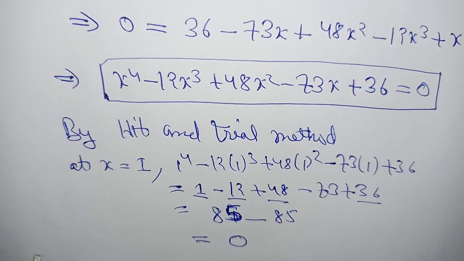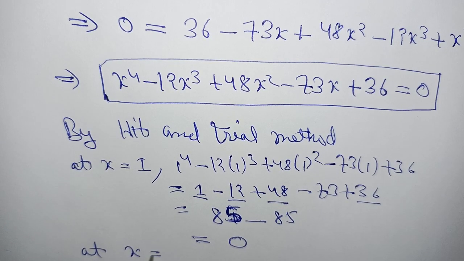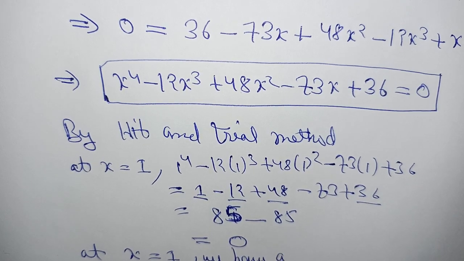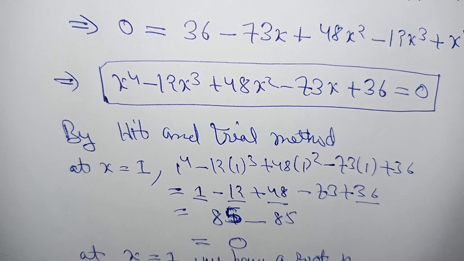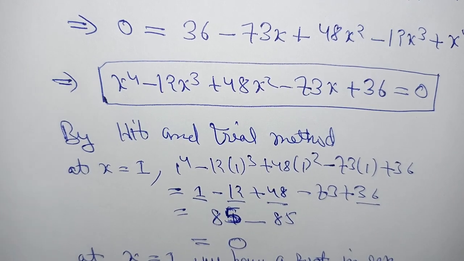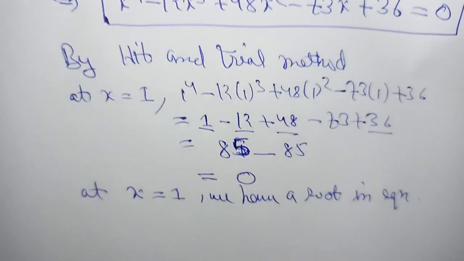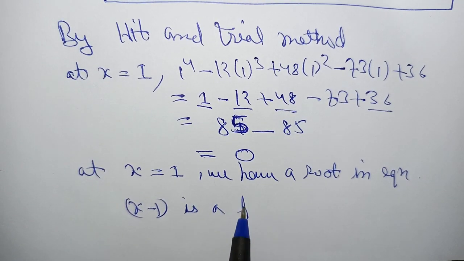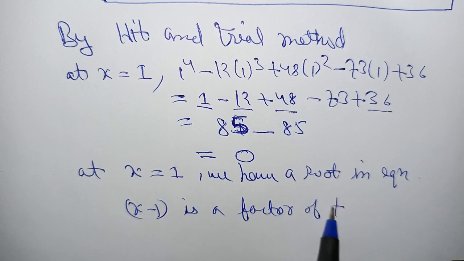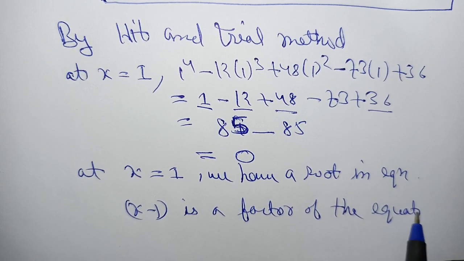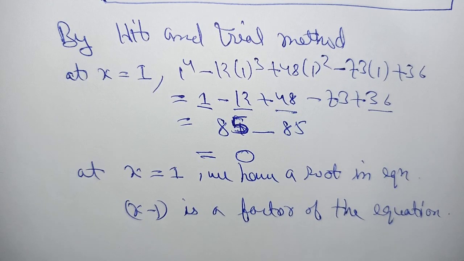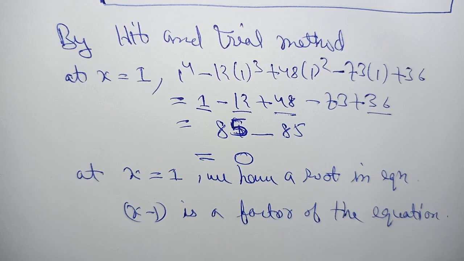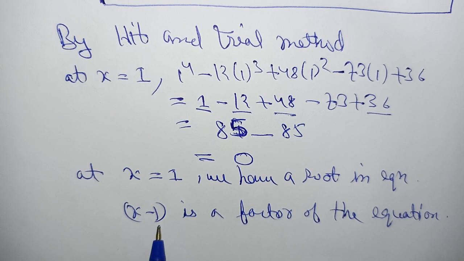It means that at x equal to 1 we have a root of the equation. This means that x minus 1 is a factor of the equation. Now one root is x equal to 1. Now we will find 3 more roots by applying this factor x minus 1.